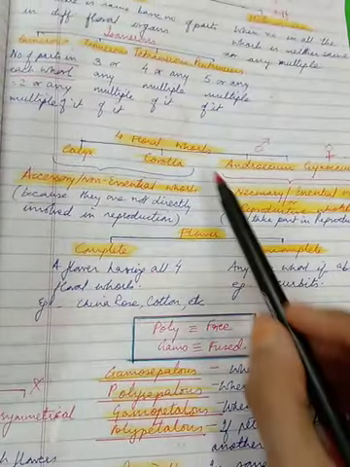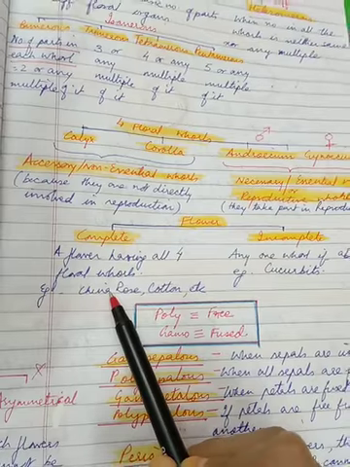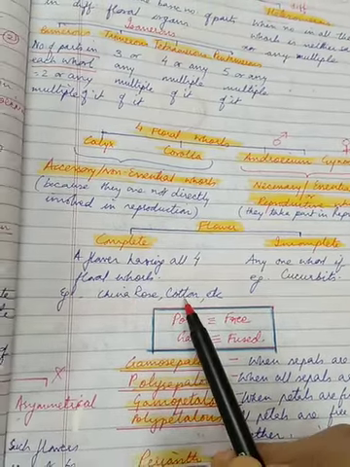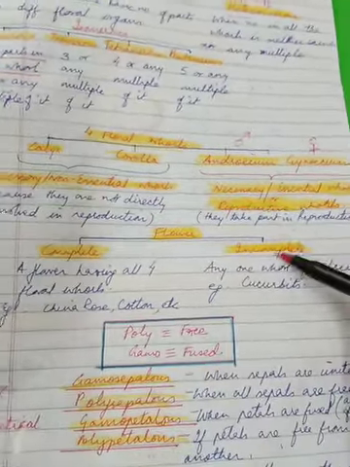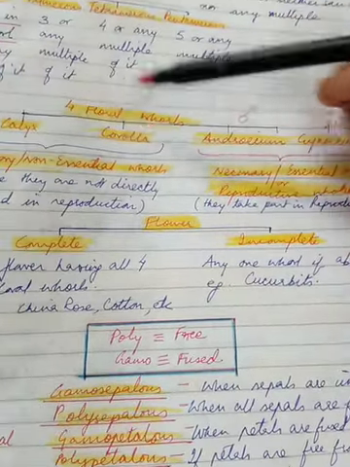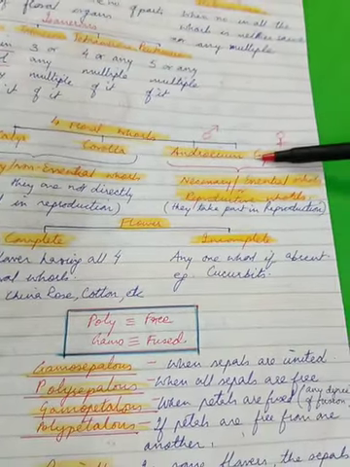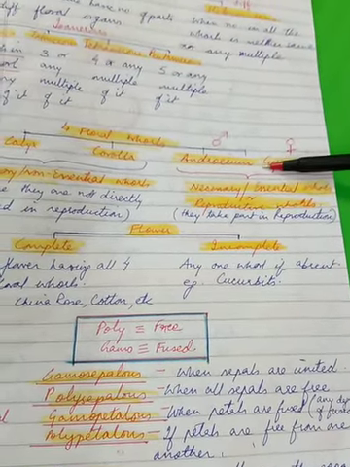Any flower which has all these 4 whorls present is called a complete flower. Example, China rose, cotton, etc. And any flower which has any of the whorls missing, right? Like calyx, corolla present, androecium present, and gynoecium is missing. So it is not complete. So such a flower is called as incomplete.